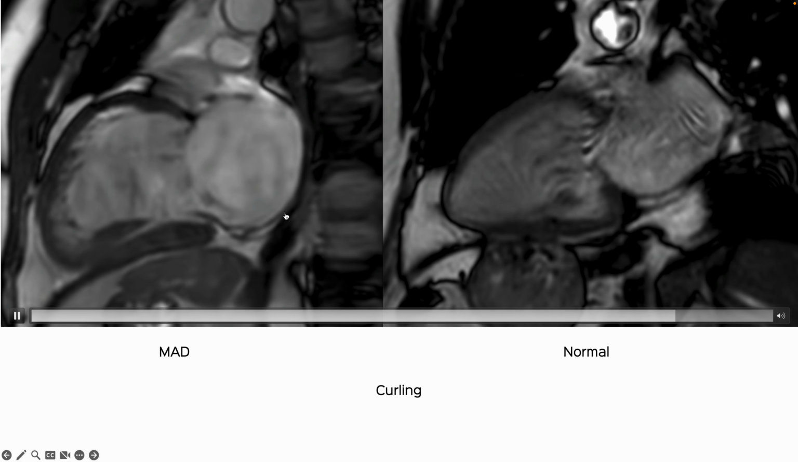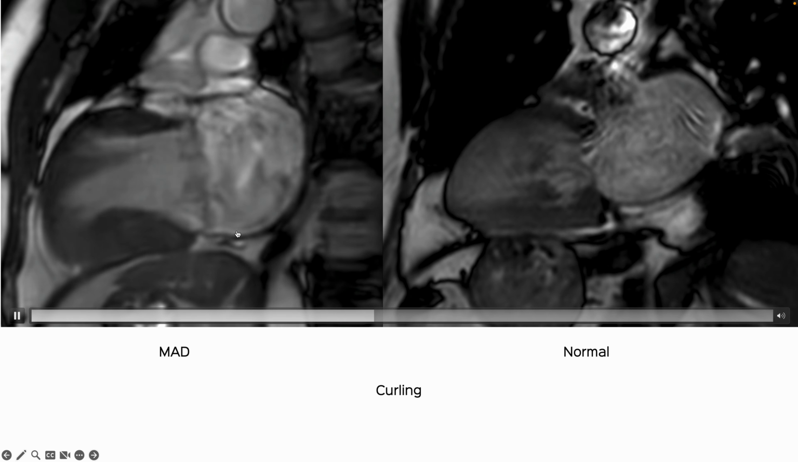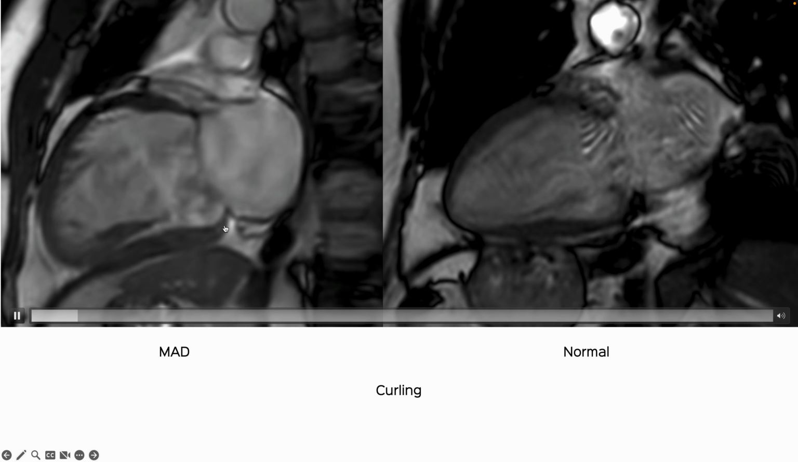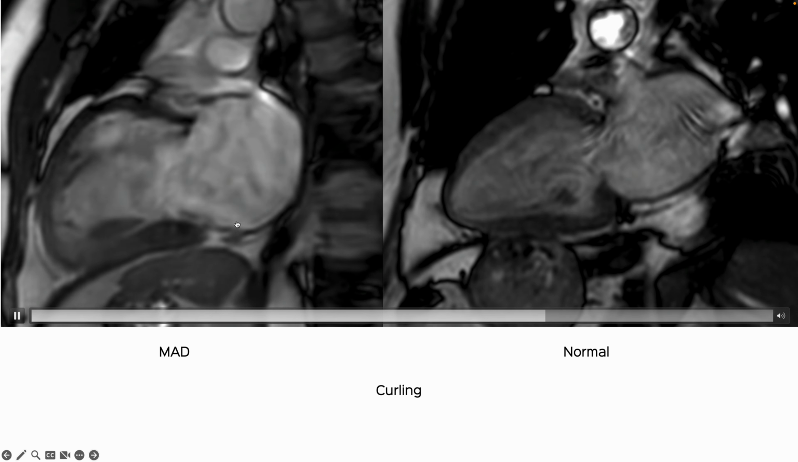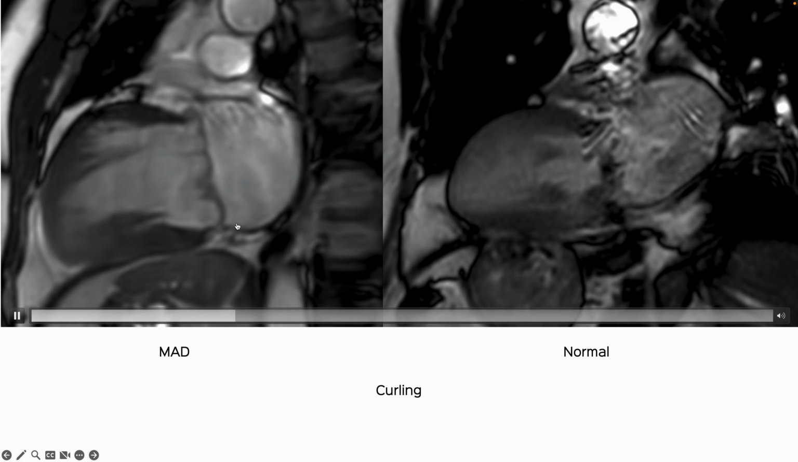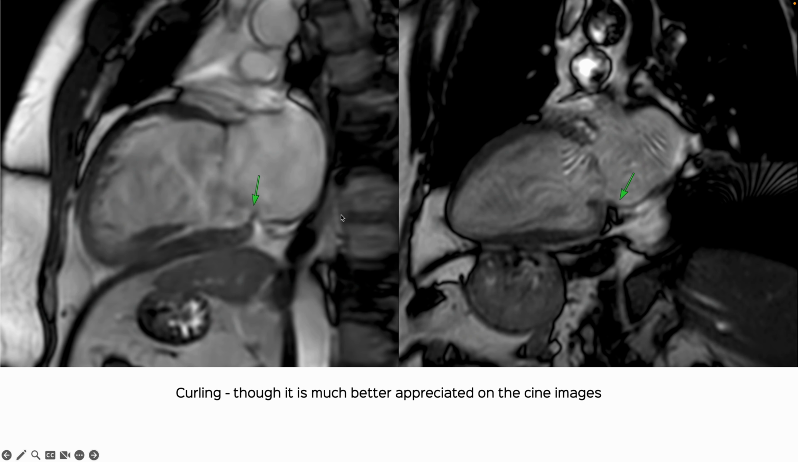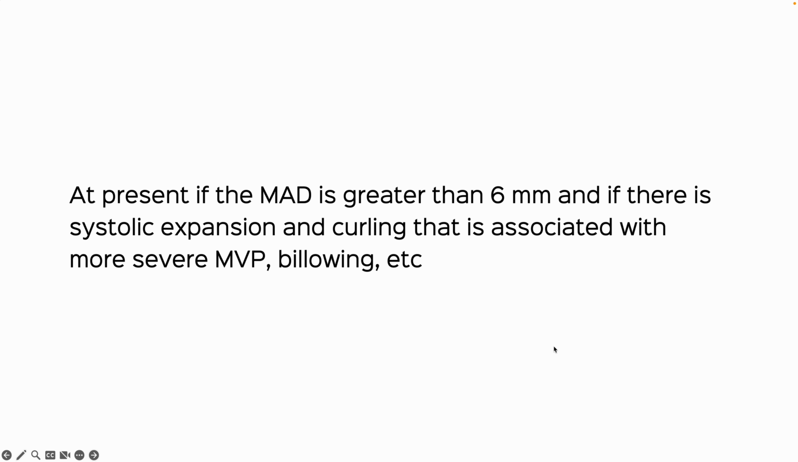And the other thing that happens is curling. If you look at this more in diastole here, you see that the annulus suddenly jerks away from the myocardium into the left atrium or in the opposite direction. So it's as if it's curling away along the posterior aspect, and that's called curling. Again, you could try and look at it on a static image, but it's best appreciated only in the cine images. Somebody did try to quantify it, but I don't think anybody else has tried to measure curling.